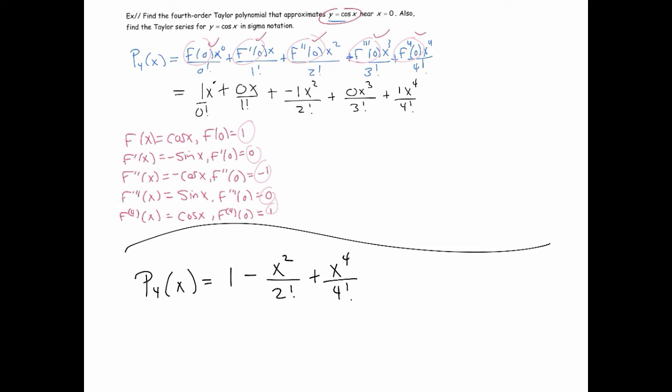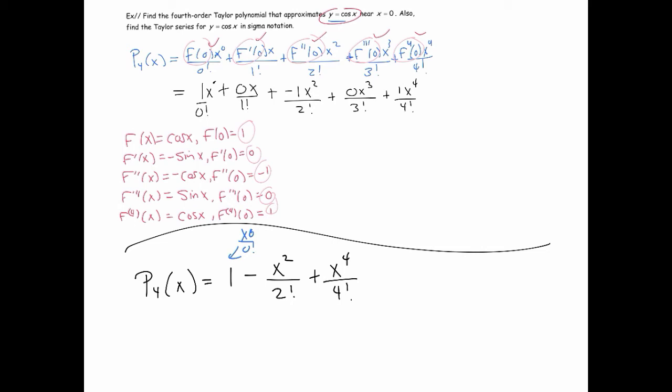So that's our Taylor polynomial, and then the next thing we're asked to do is find the Taylor series for cosine of x in sigma notation. So you can probably see that for cosine, it looks like there's a nice pattern emerging here. And in fact, if I write this 1 as x to the 0 over 0 factorial, you can really see that the pattern's pretty obvious, right? So the next term is probably going to be minus x to the 6th over 6 factorial, and then plus x to the 8th over 8 factorial.